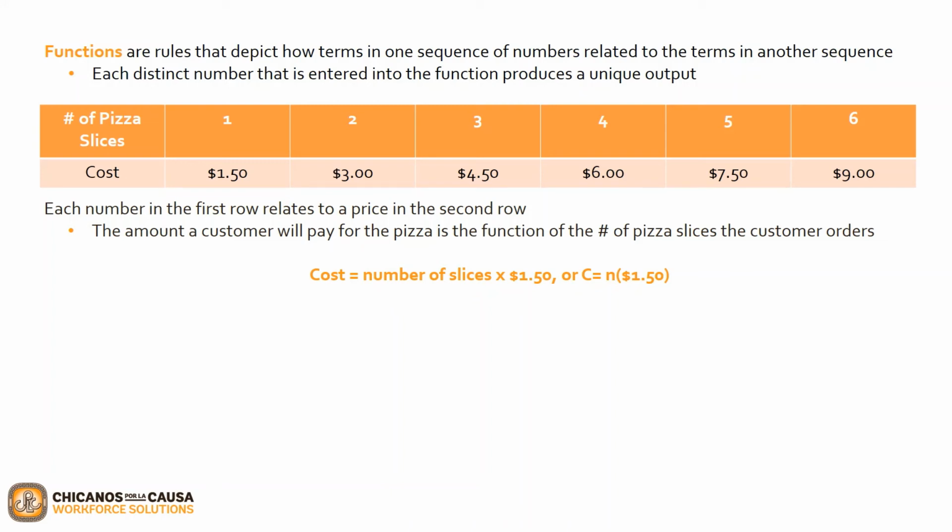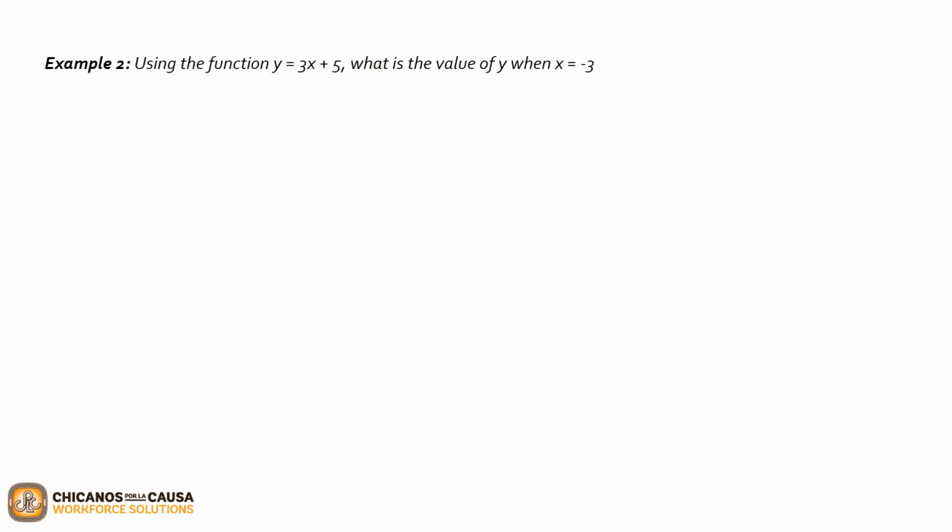Now we're going to work through some examples together, and we're going to start with example 2. Using the function y equals 3x plus 5, what is the value of y when x equals -3? So that's pretty straight to the point. Let's start with our actual function. Because we know that x equals -3, we're going to plug that into the x spot in order to solve for y.